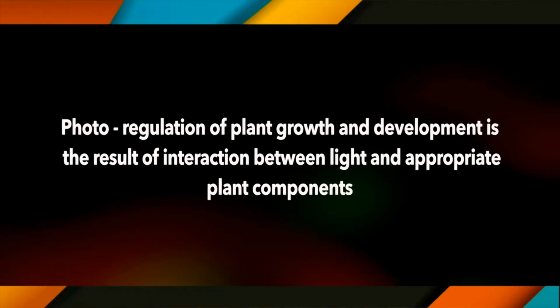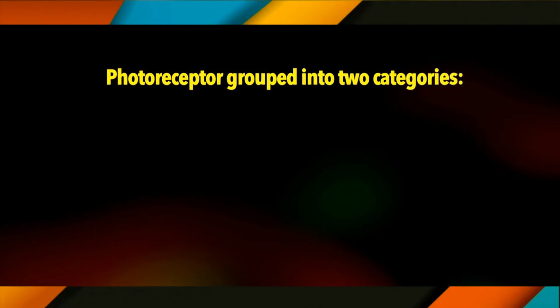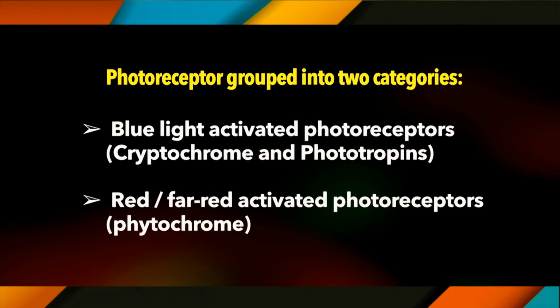The photoregulation of plant growth and development is the result of interaction between light and appropriate plant components. The basic components of the light sensing system are specialized molecules, that is photoreceptors, grouped into two categories. Number 1, blue light activated photoreceptors, that is cryptochrome and phototropins. Number 2, red and far-red activated photoreceptors, that is phytochrome.